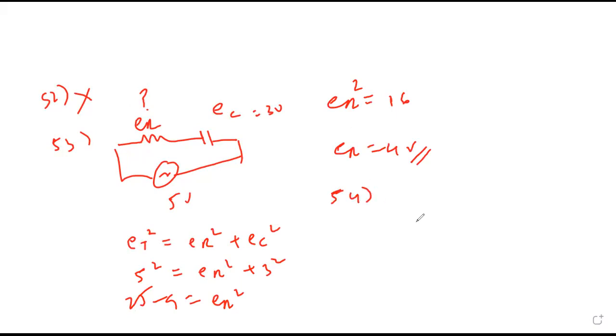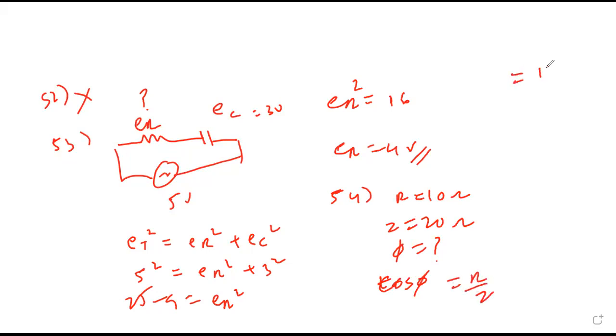54. In an LCR circuit, R is 10 ohm, impedance is 20 ohm, then the phase difference between the current and voltage. Phase difference means phi. So we can start with cos phi equals R by Z. R is 10 by 20, half. So phi equal to 60 degree. Option C.